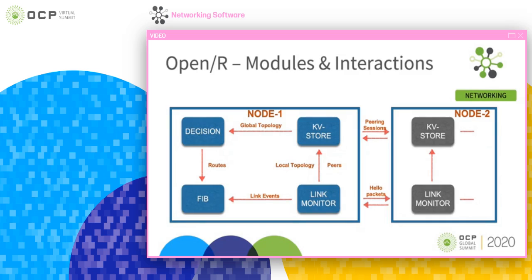This picture describes the major modules in OpenR. On the left, there is node 1 with all 4 modules present. On the right, there is node 2 with just 2 modules shown. Between node 1 and node 2, it shows the inter-node communication patterns. Take a look at this picture. In the subsequent slides, we will look at each module one at a time.